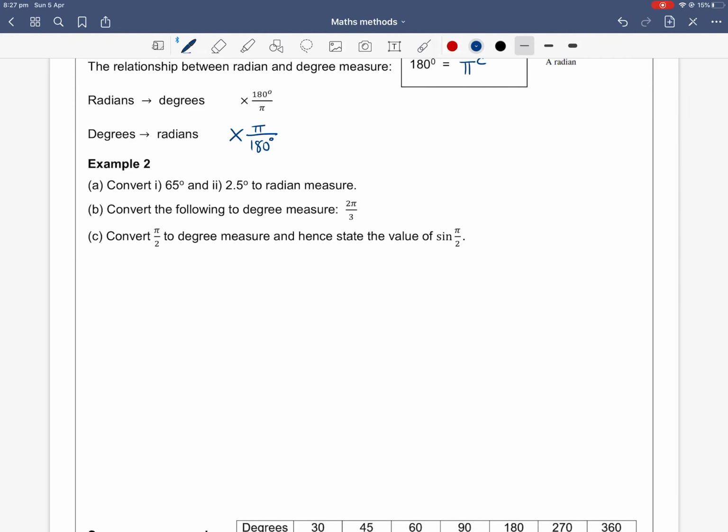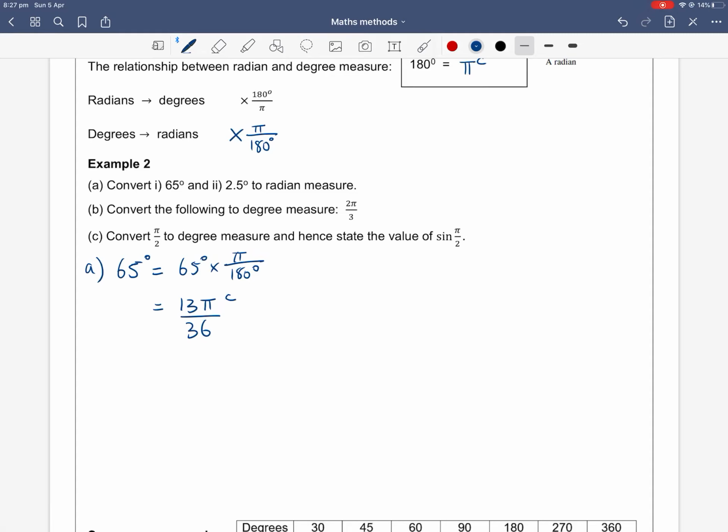So let's start by part A, convert 65 degrees to radian measure. So 65 degrees, to turn degrees into radians, just times pi on 180. So that's 65 times pi on 180 degrees. So using a calculator to simplify fractions or using a brain, that gives us 13 pi on 36.